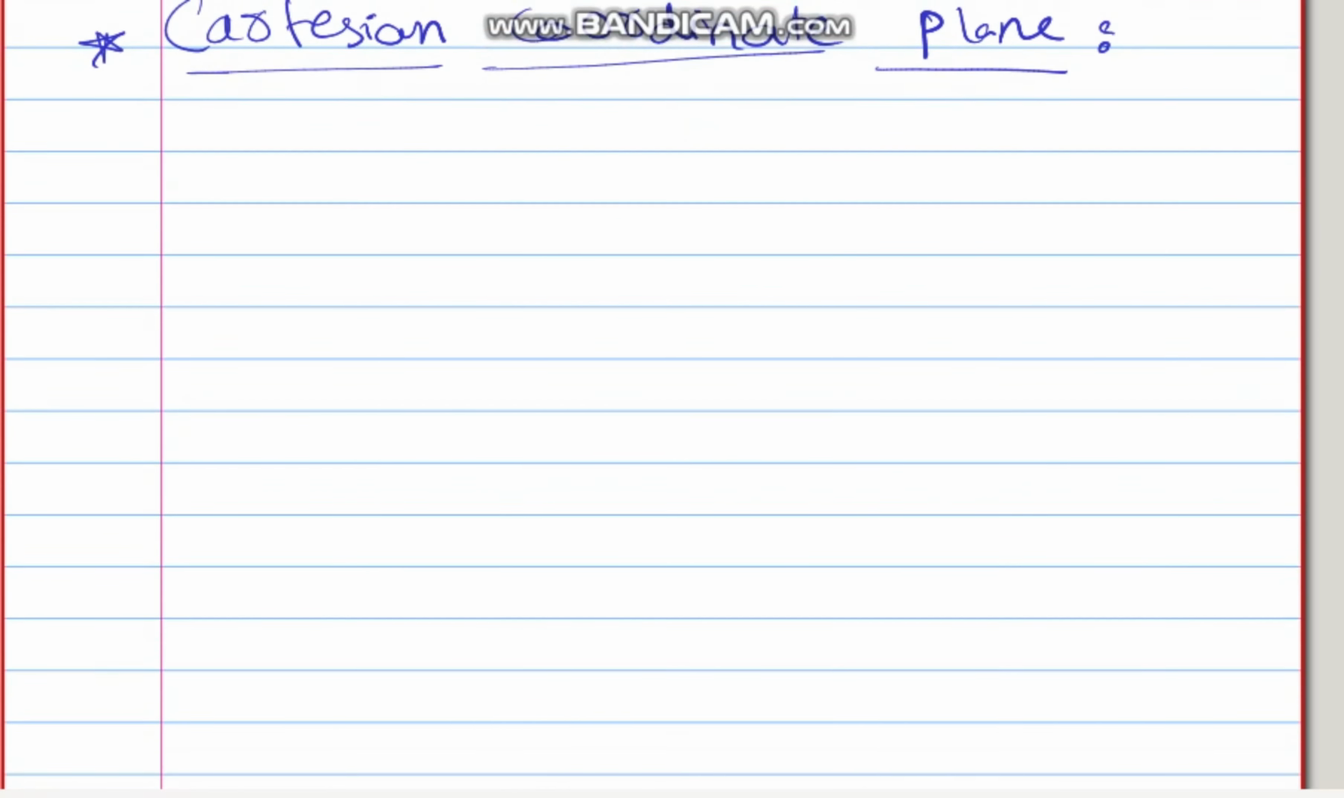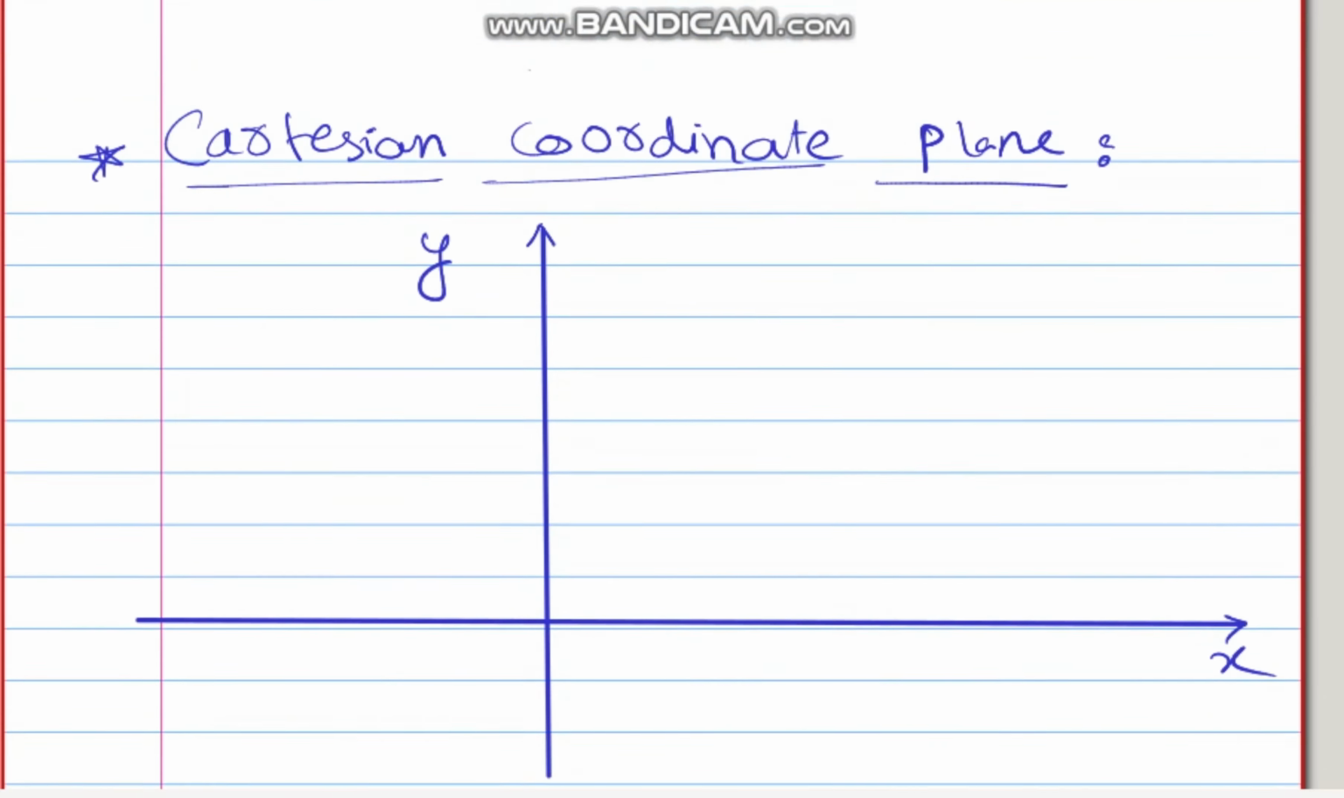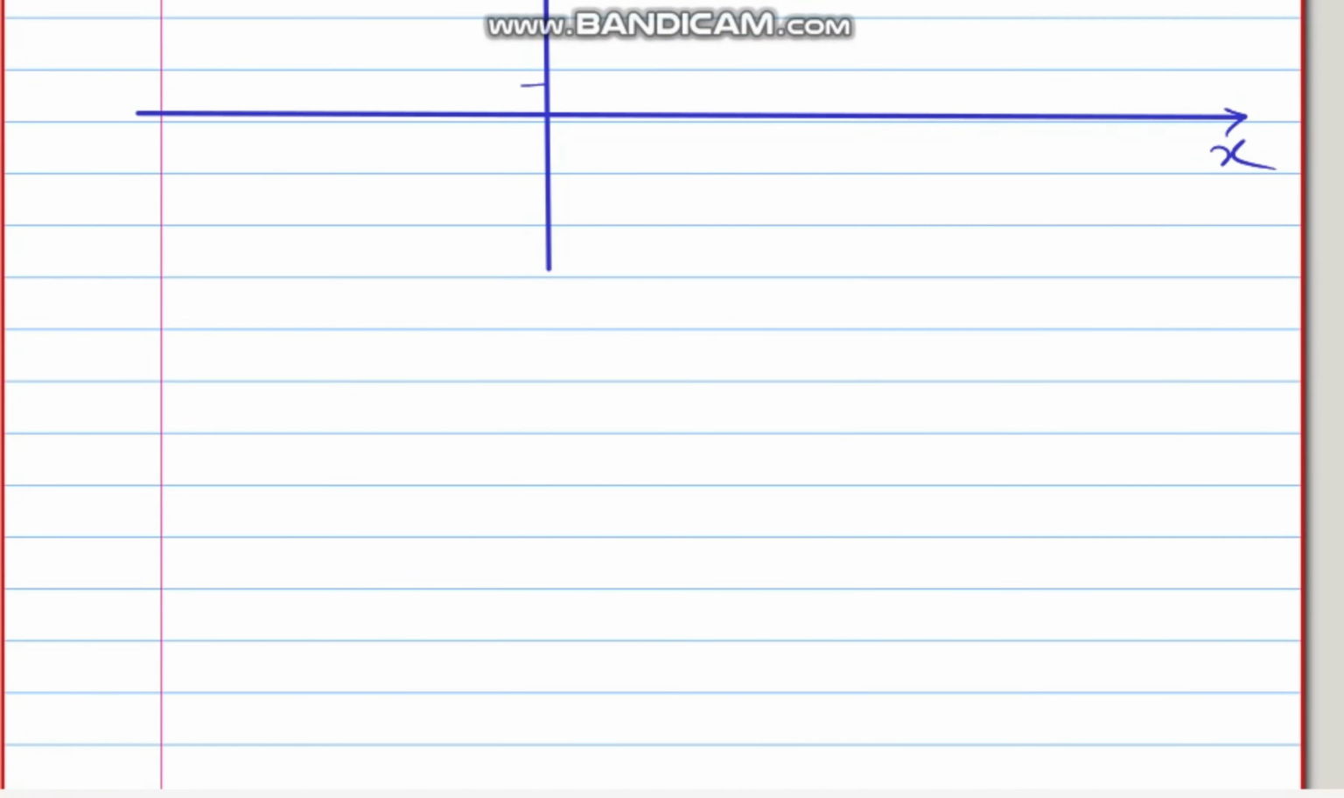So what is the plane? This is just two lines. The Cartesian plane is just two lines, but they are mutually perpendicular to each other. Here, one is the line of x and the other is the line of y. I told you before, this is called the Cartesian plane. The most important thing is they are perpendicular to each other. The angle here is 90.